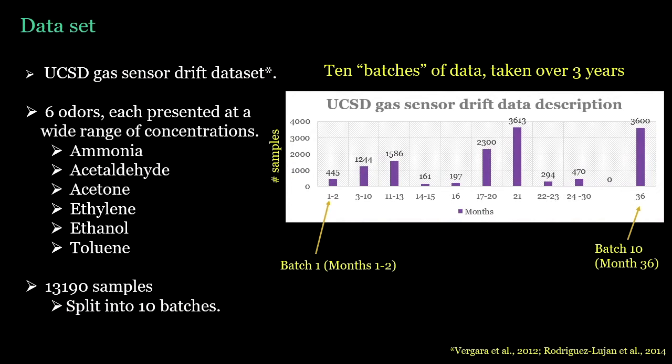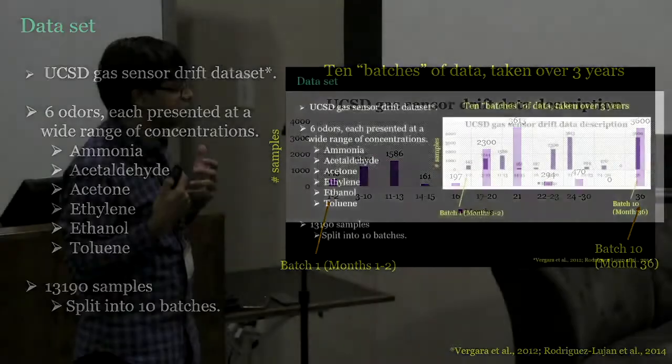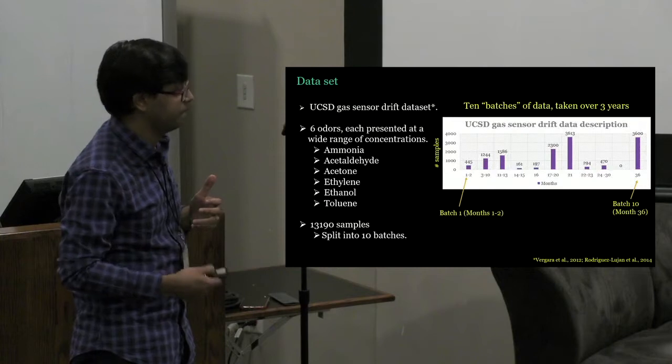Now, we have been testing our algorithm on many data sets, olfaction and some other data. But today I'm going to talk about only results from this data set because I don't have a lot of time. This is the UCSD gas sensor data set. It has 6 odors at different concentrations: ammonia, acetaldehyde, acetone, ethylene, ethanol, and toluene. There are about 13,000 samples, but the data was taken over about 3 years, and hence there is sensor drift. Because of that, the sensor responses change across time.